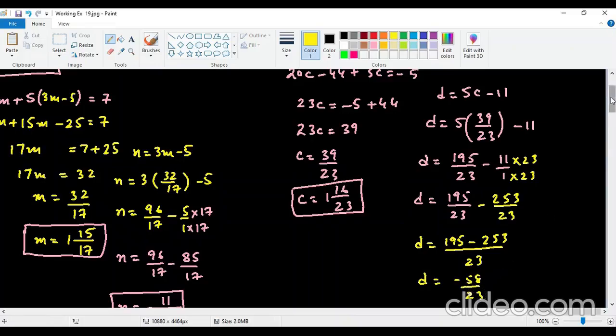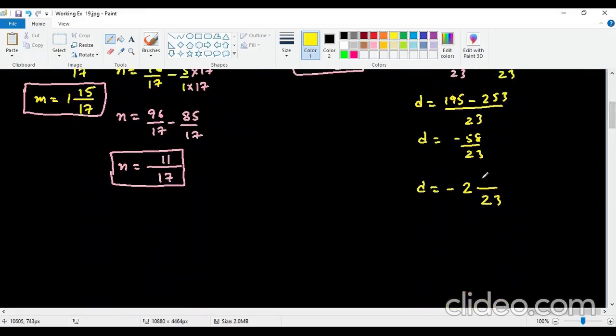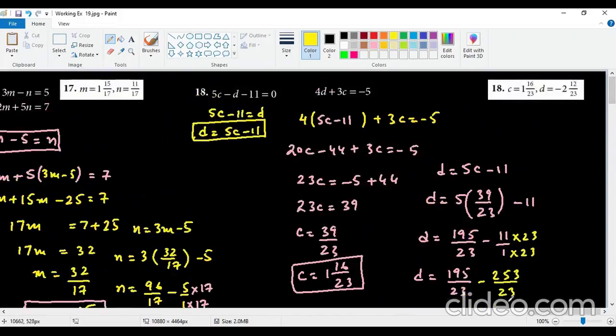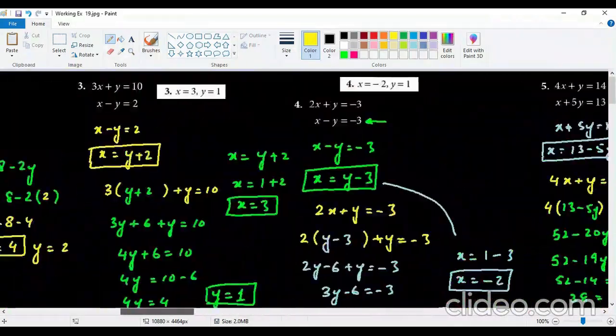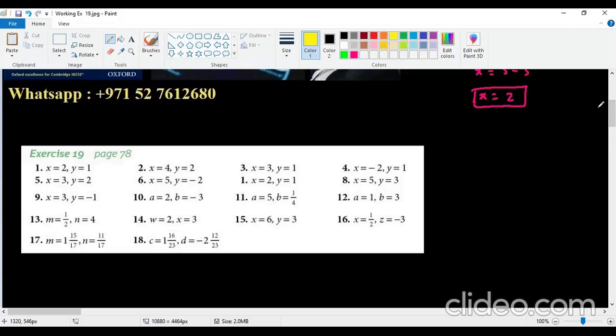Now d equals negative 2 whole, 23 times 2 is going to give us 46, and 58 minus 46 is going to give us 12. So this is going to be the answer for the last question, which was question number 18. You can match the answers that are provided here. These are the answers, and all answers are matching.